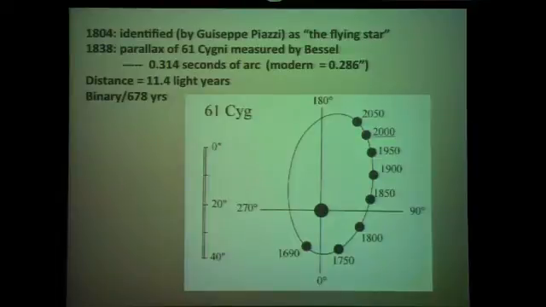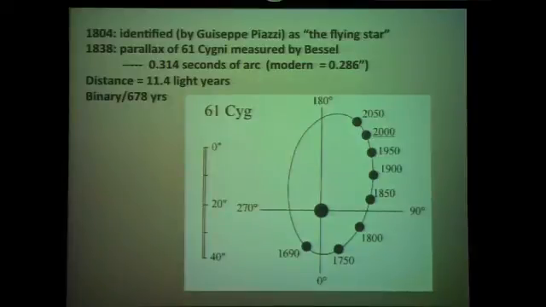All right? So imagine the full moon. 1,800 seconds of arc across. This is 1/3 of 1/1800th of the full moon. It's a very, very tiny angle.